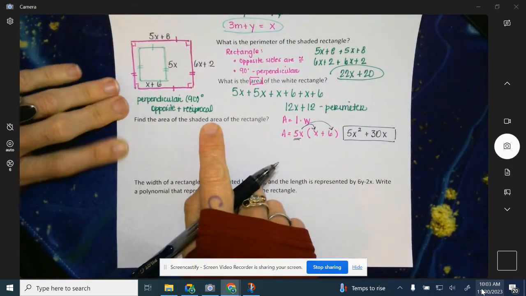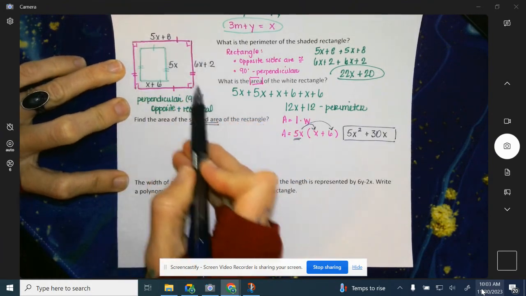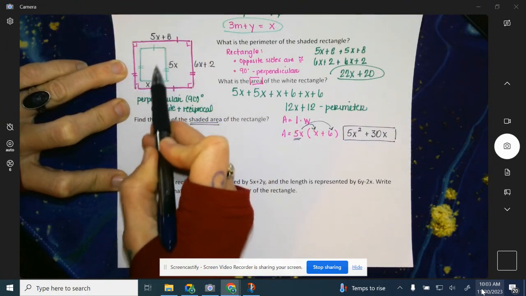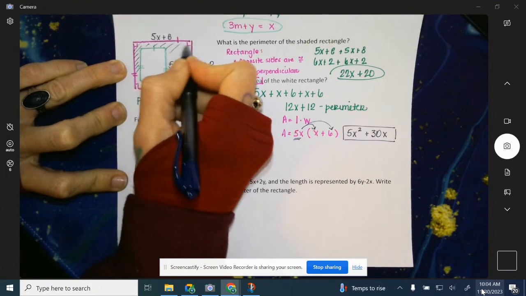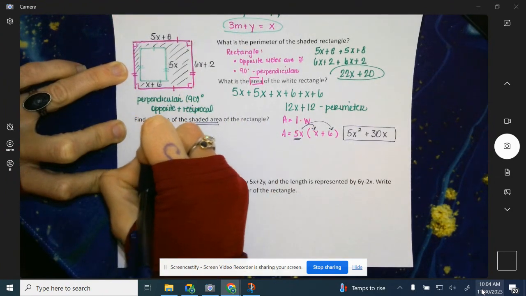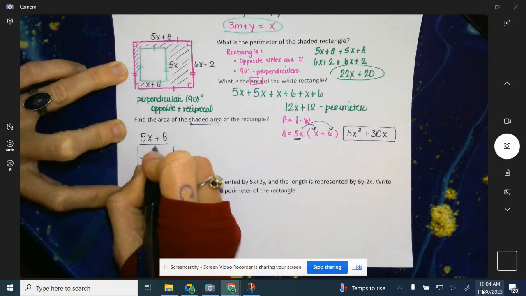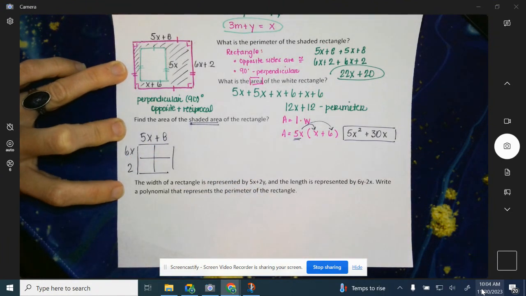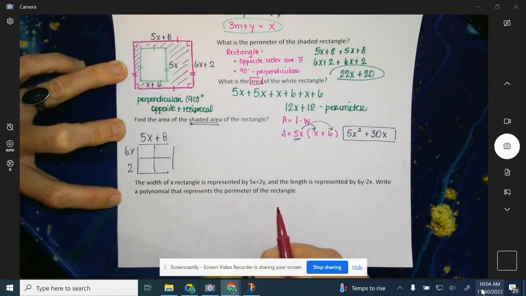Area of the shaded region. So shaded means I need the area of the entire big rectangle and then subtract, cut out what we've cut out here, because again, the shaded area is all of this stuff. So the large rectangle is 5x plus 8 times 6x plus 2. You can use FOIL or box method. I'm going to go box method because, as you know, I get distracted easily, and this way I know if I miss something because there'll be an empty box. And that's a lot harder to walk away from.